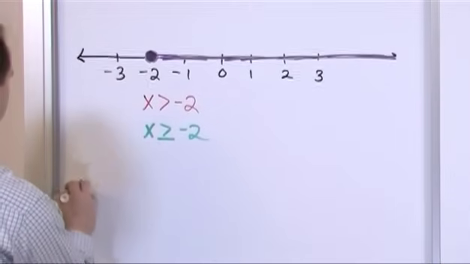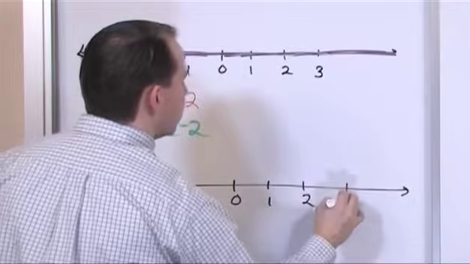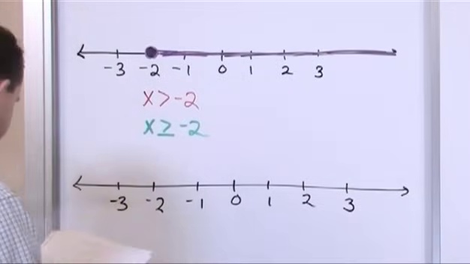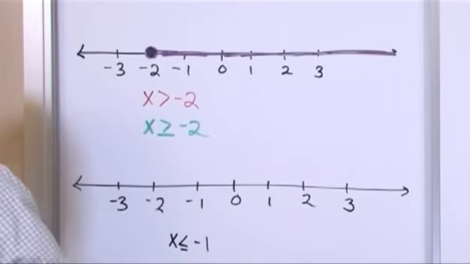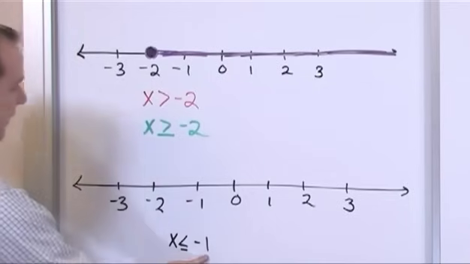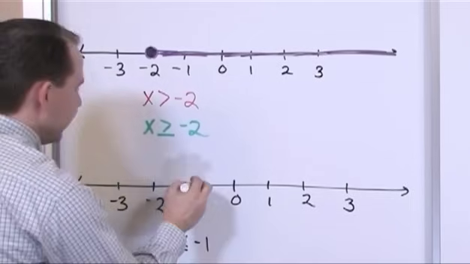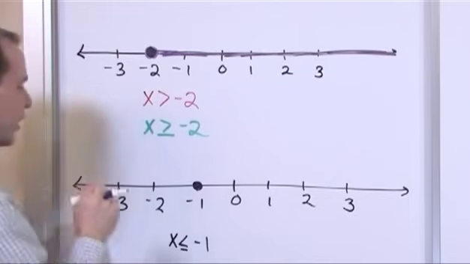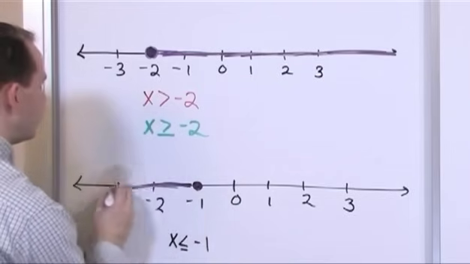Let me draw another number line. So we have 0, 1, 2, 3, -1, -2, -3. Now let's say I wanted to represent x is less than or equal to -1. X is less than or equal to -1. Well, the first thing you have to say is, -1 is what I'm looking at, so I have to put a circle here, and it has to be a closed circle. And the reason it has to be closed is because it's less than or equal to -1. So -1 is included in the answer, and since we're talking about numbers less, we're going to shade this direction.